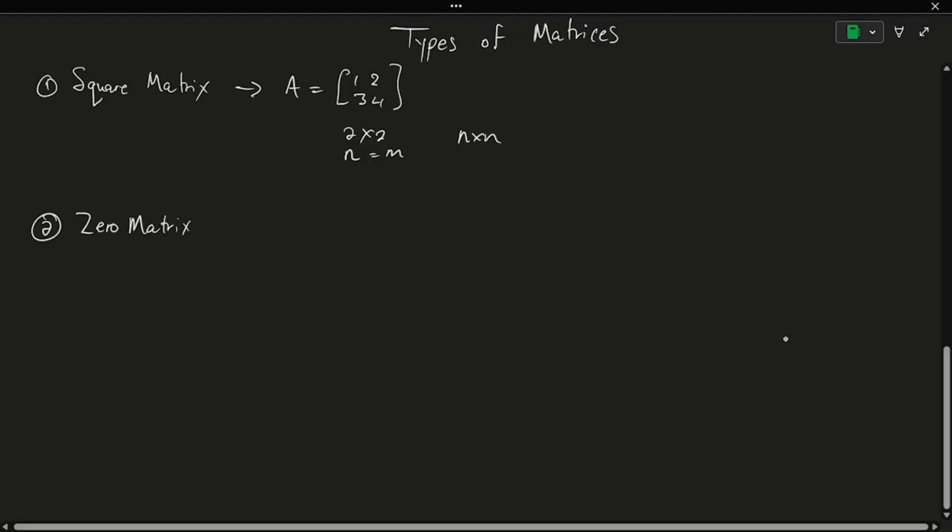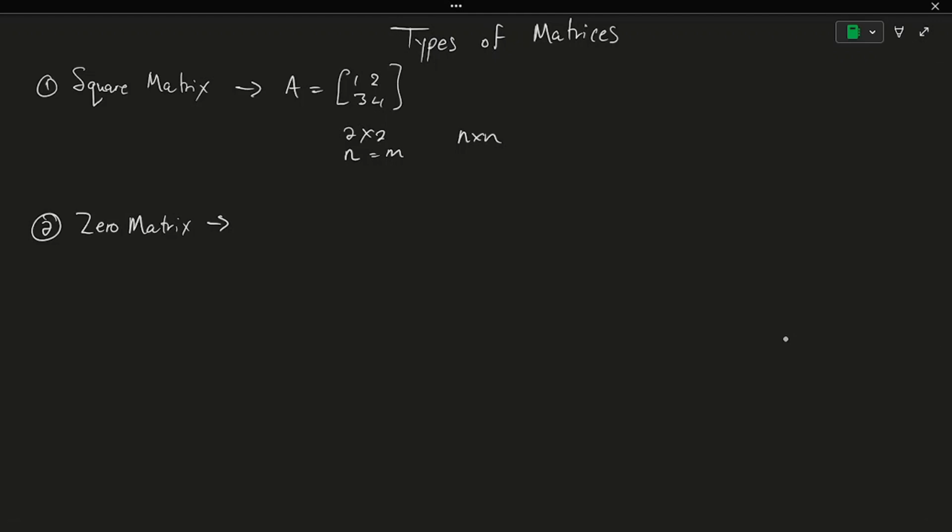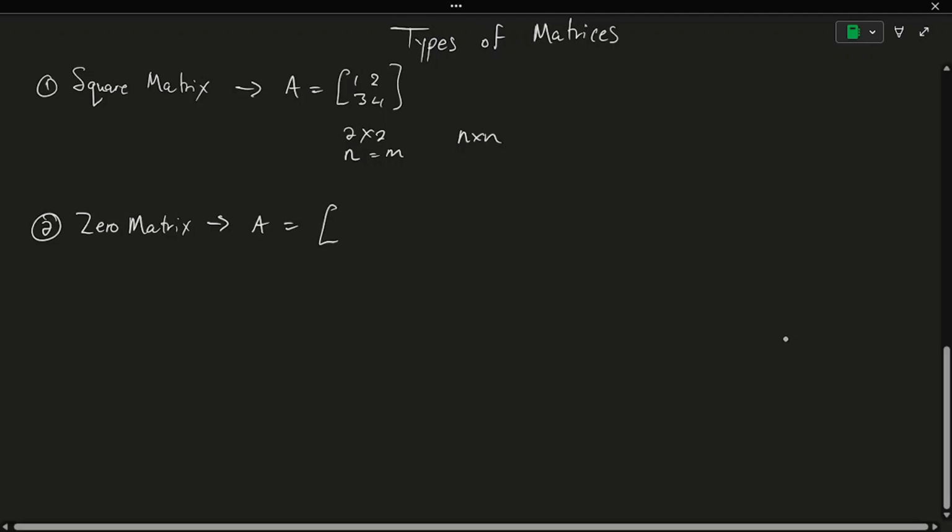Number 2, we have a zero matrix. A zero matrix is a matrix where all the entries are zero. For example, A being equal to all zeros. Alright, so this is a zero matrix.